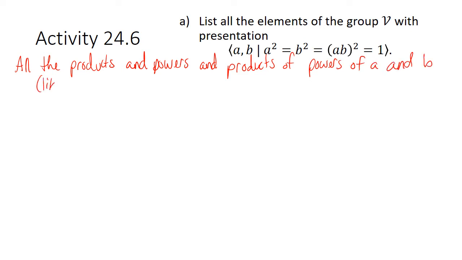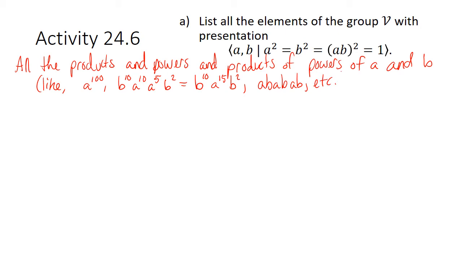For example, you could have A to the 100, you could have B to the 10 times A to the 10 times A to the 5 times B to the 2. You could combine the A's there, but other than that, we don't know if the group is abelian, so we could have things like ABABAB, and so on. So it's really important that we have the relations listed in the group presentation to help prevent this insanity.